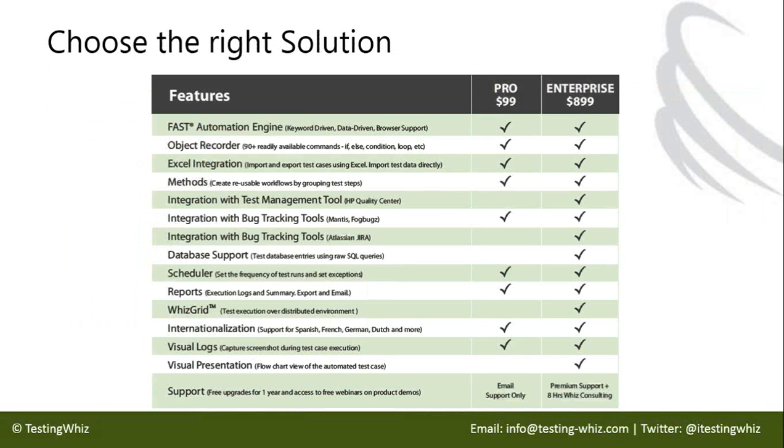And this is the comparison between the two different editions, Pro Edition and Enterprise Edition. Pro Edition is basically targeted towards single users, whereas the Enterprise Edition would be suitable in a team environment where people can coordinate with each other and make use of different integrations with test management tools and defect management tools. So that's where the Enterprise Edition would be most useful. If you want to know more about it, you can visit us at www.testing-wiz.com, and you can definitely get in touch with us.